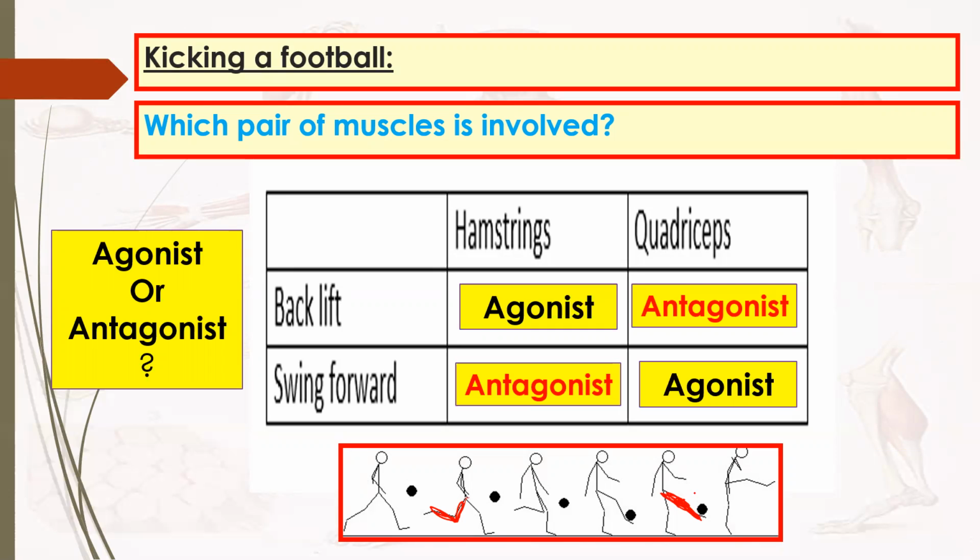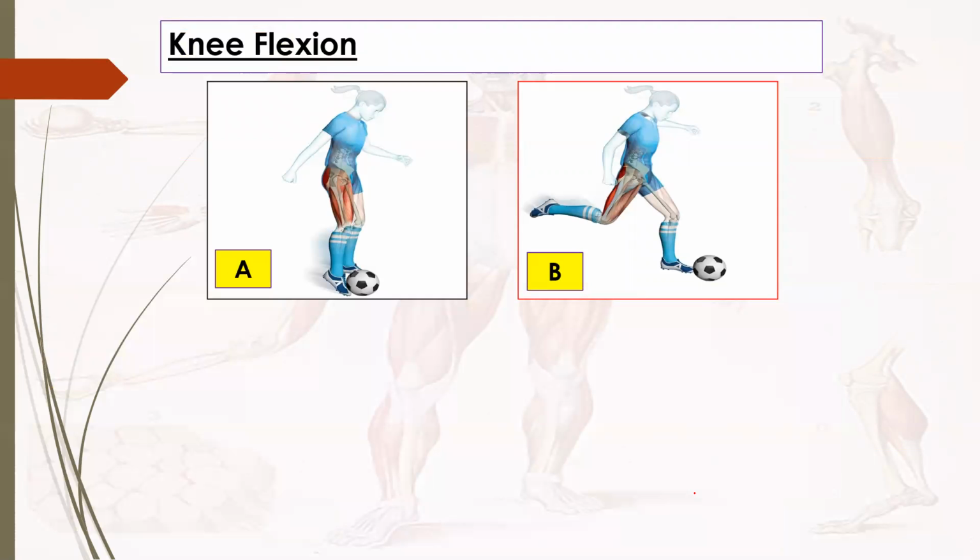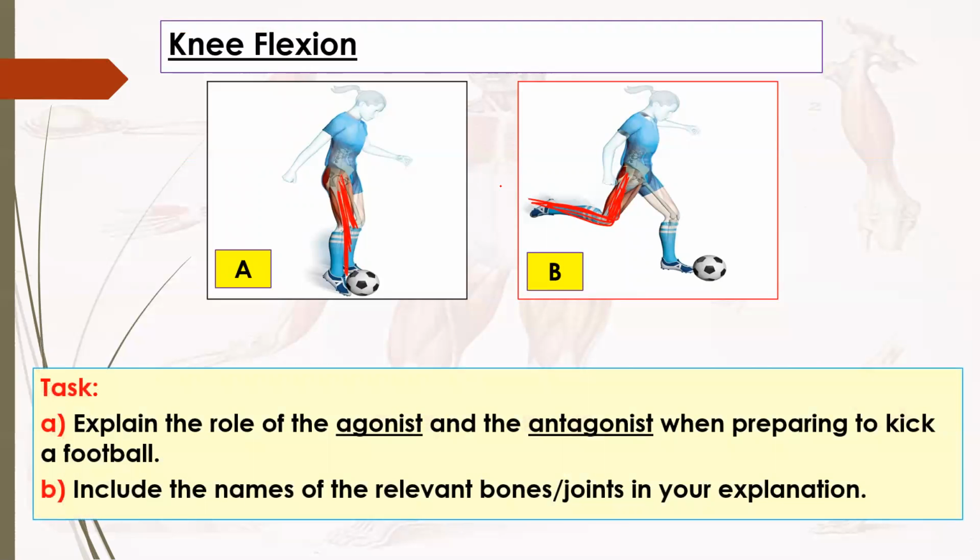Now, what we need to do is build that into an answer similar to the one that we had in the previous slide. So knee flexion, let's just look at this phase to begin with. So from here, where it's straight, to here, where there's a decrease in the angle at the joint. Same task, explain the role of the agonist and the antagonist when preparing to kick a football. Include the names of the relevant bones and joints in your explanation. So based on the structure and the detail that was required in the previous slide, can you pause the video here and complete your answer for this question?